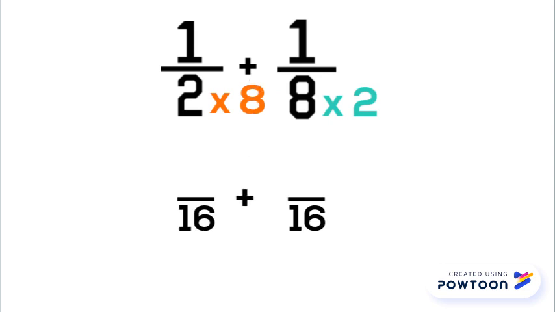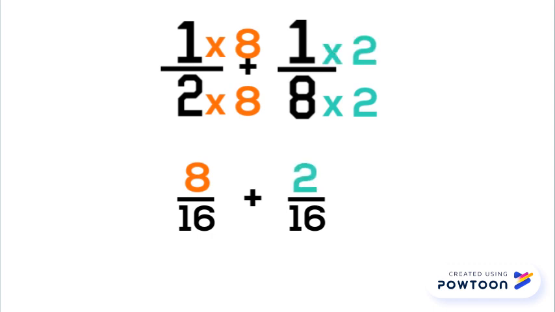So for 1/2, we multiply 2 times 8. So we'll multiply our numerator 1 by 8, and we'll get 8/16. For 1/8, we multiply by 2, so we do the same thing, numerator 1 times 2, and we get 2/16. So now we have 8/16 plus 2/16, which gives us 10/16.